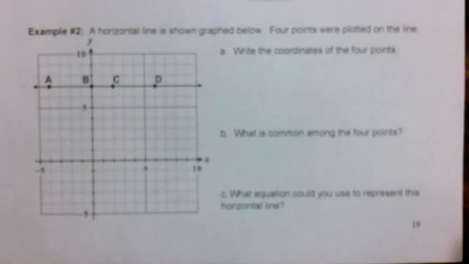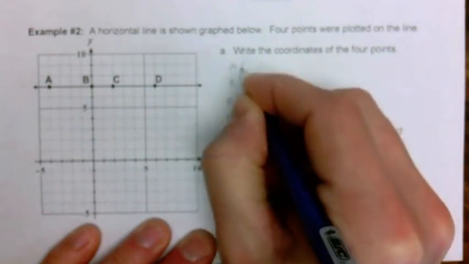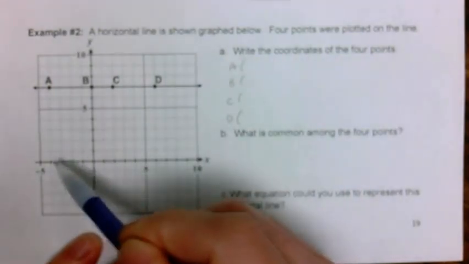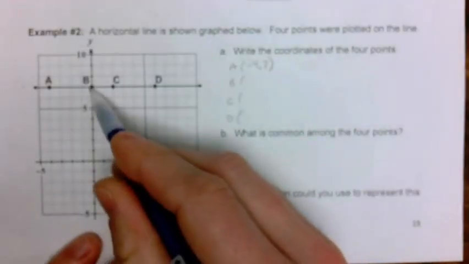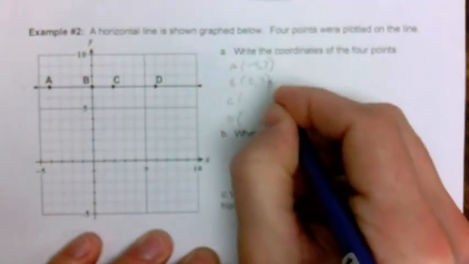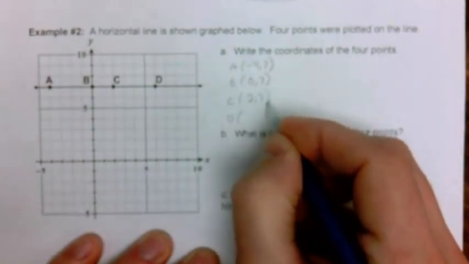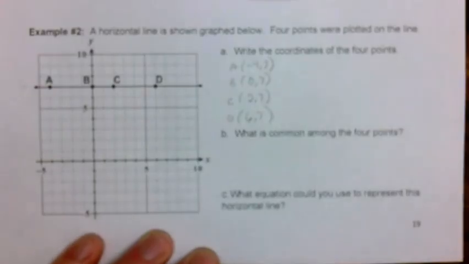In our next example, a horizontal line has been graphed this time, and again, 4 points were plotted on the line, A, B, C, and D. Let's write their coordinates. To get to point A from the origin, we had to go 4 units left and 7 units up, -4, comma 7. For point B from the origin, we simply moved straight up 7 units, so 0, comma 7. For point C, we moved 2 units right and up 7, 2 comma 7. And for point D, we went 6 units right and up 7, 6 comma 7.